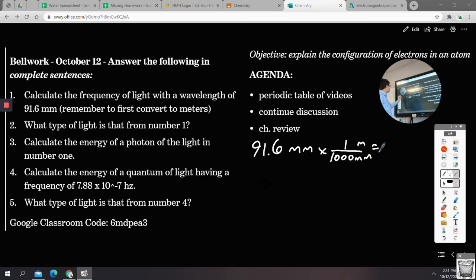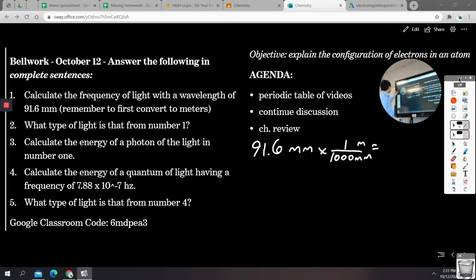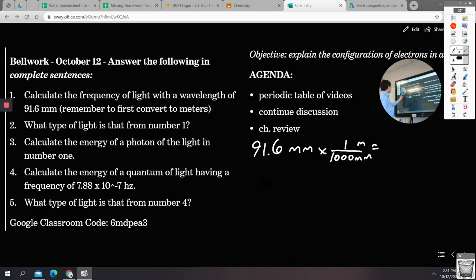Answer? 0.0916 meters. Good. Now that I have converted, Jasmine, what should I do next? First, I need to write the equation, right? So what's the equation I should write? C equals lambda times nu. Thank you.